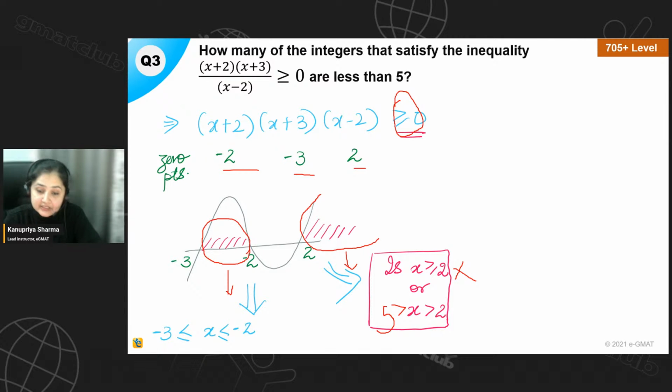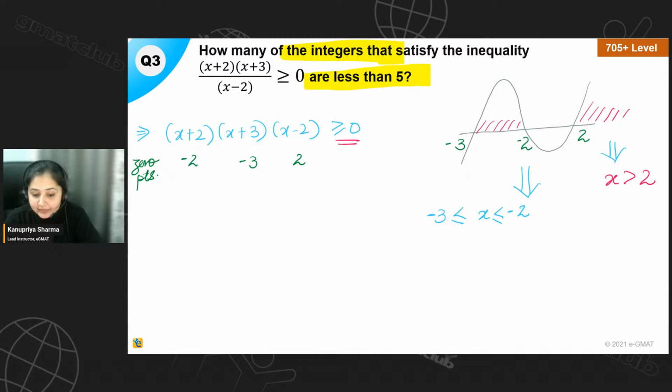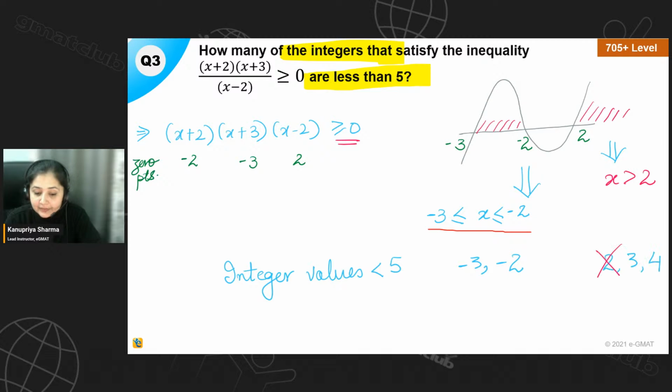Now, what are the integer values that are possible? The integer values that are possible are from this range, from negative 3 to negative 2, there are two integer values possible, negative 3 and negative 2. And from this range, x greater than 2, there are two other integer values possible, that is 3 and 4. So the correct answer here is choice D, that is 4.